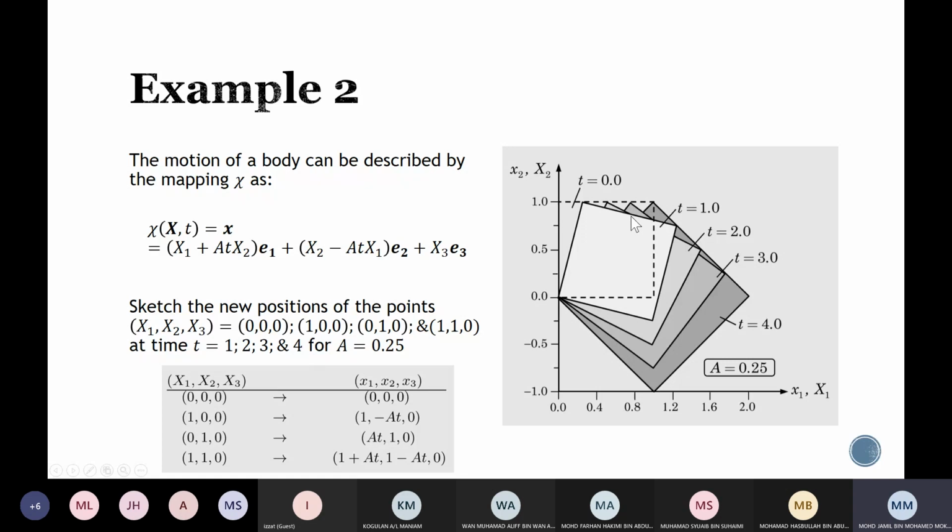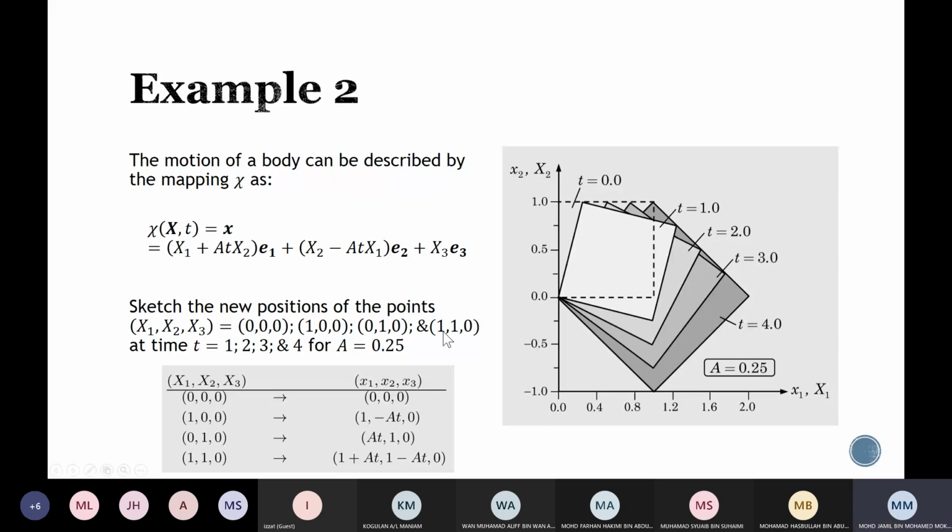At time equals 1, the position is represented by the white box here, which is slightly rotated. At time equals 2, the square is rotated more clockwise, and it is slightly elongated. At time equals 3, the material is rotated more clockwise and elongates more, on both sides. And at time t equals 4, it enlarges again and rotates more.